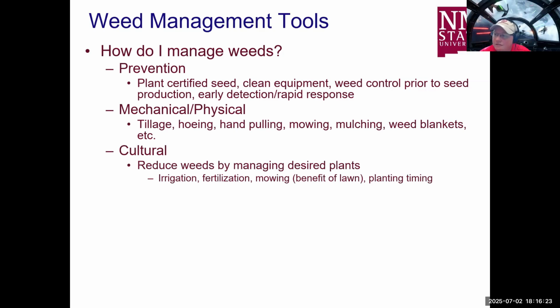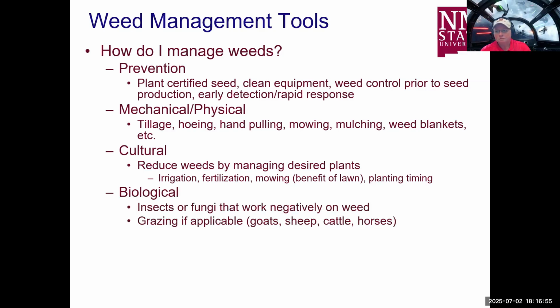Cultural practices, everything that you put into your desirable plants. So if you have a lawn or a landscape in your backyard, everything you put to make those plants as healthy and competitive as possible will help it to outcompete invading weed species. That's the whole purpose behind it. So by making your desirable plants that much more healthy, you're also helping to contribute to your weed management program because little baby germinating seedlings can't compete as a result.